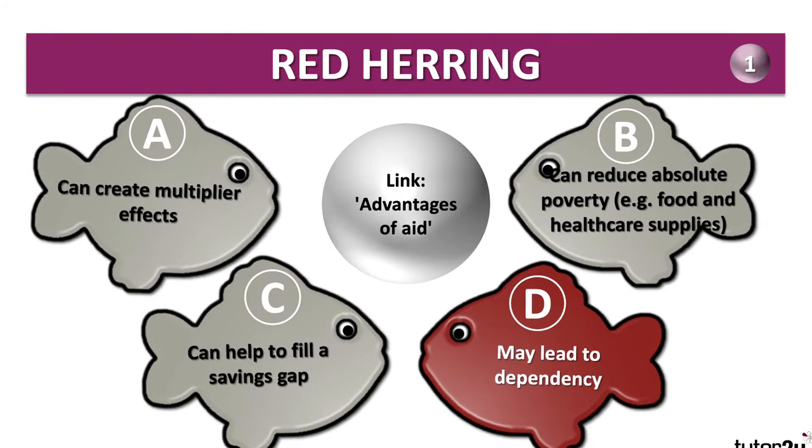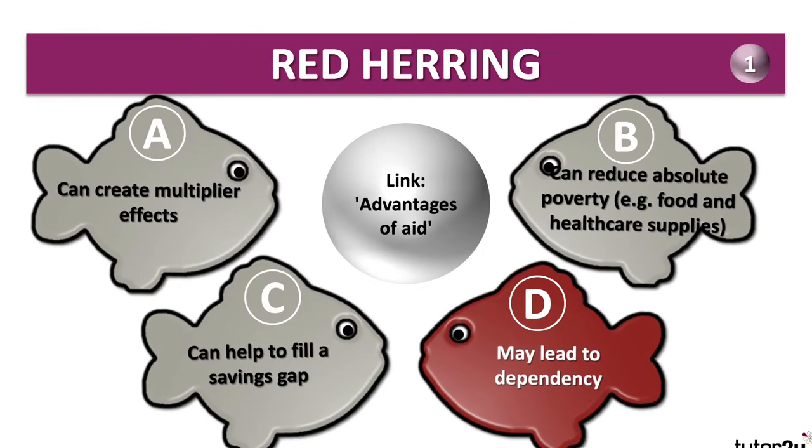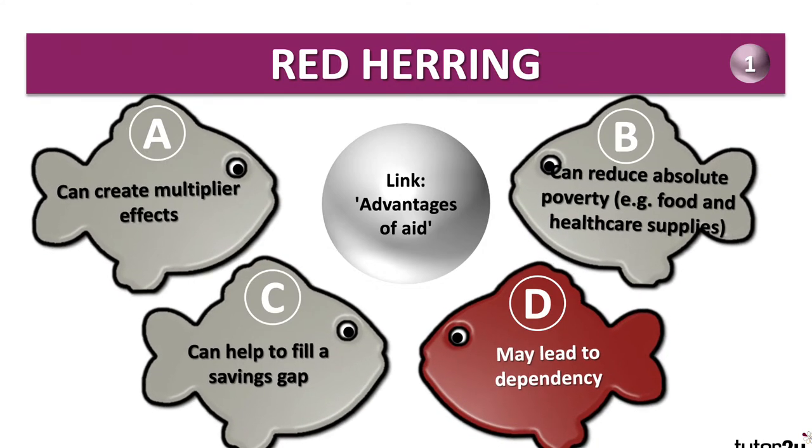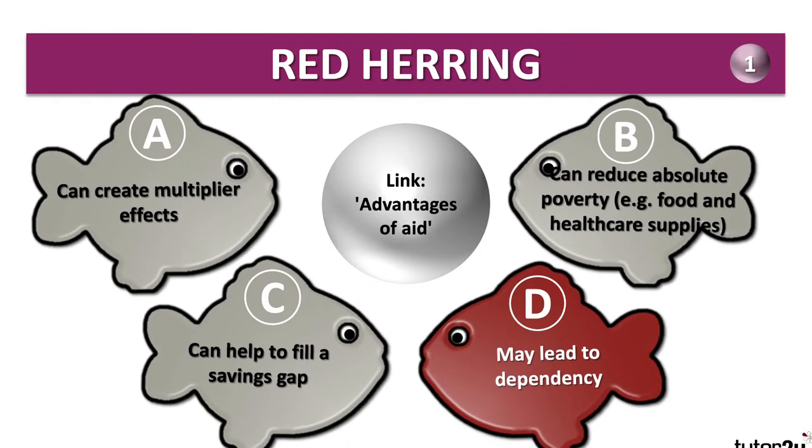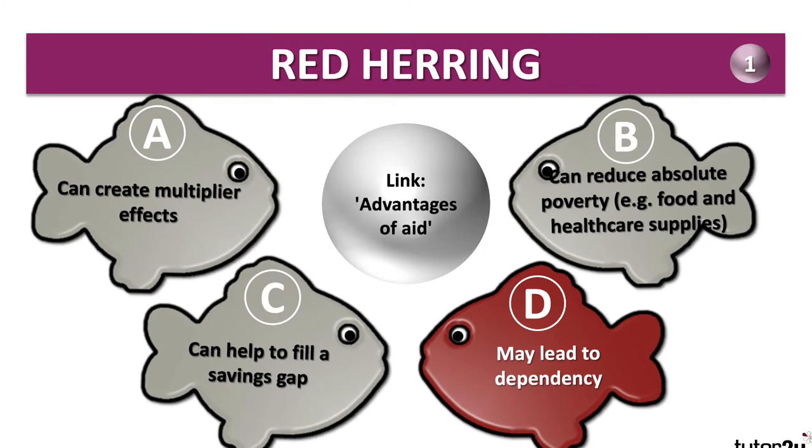A can lead to economic growth, boosting national income. B, reducing poverty. Obviously an advantage of aid, a big aim is to reduce absolute poverty. And C, again linking back to the Harrod-Domar model that we spoke about earlier, to finance investment projects. And D is our red herring, instead being a disadvantage rather than an advantage of aid. So well done if you got that right.